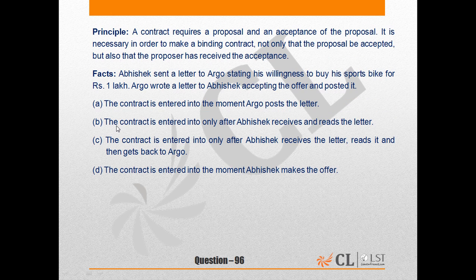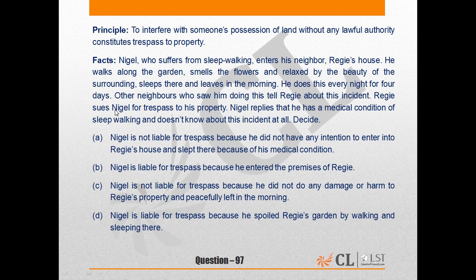Now moving on to question number 96. Question 96 was one of the easier questions in the paper, and B is the correct answer, which is marked by the majority of the students. Then moving ahead to question number 97. 97 again is among the easy questions and is based on the topic of torts, and the majority of students have marked B as the answer option, which is also the correct answer.